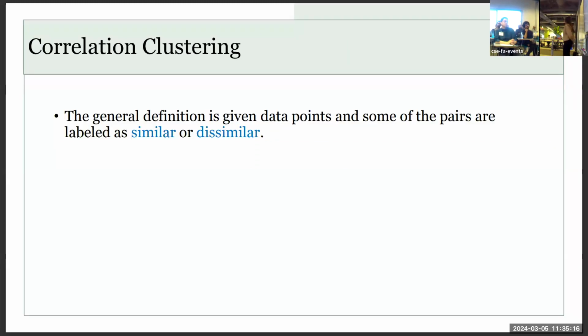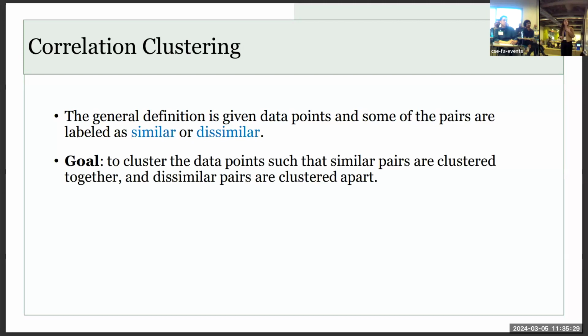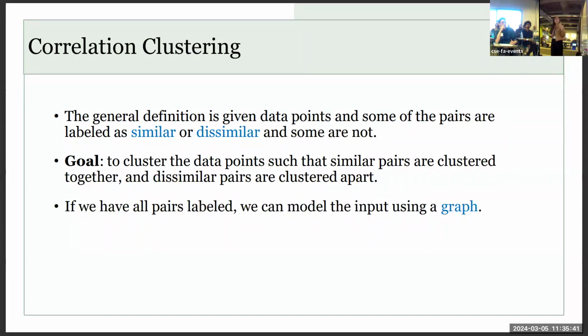What is correlation clustering? The general definition is that you're given a set of data points and the pairs are labeled as similar or dissimilar, and some of them are not labeled. Our goal is to cluster these data points in a way that the similar ones are clustered together and the dissimilar ones are clustered apart. If we have all of the pairs labeled, then we can actually model this by a graph.